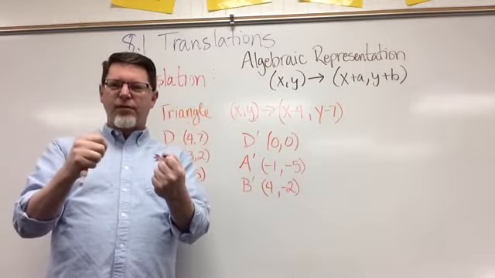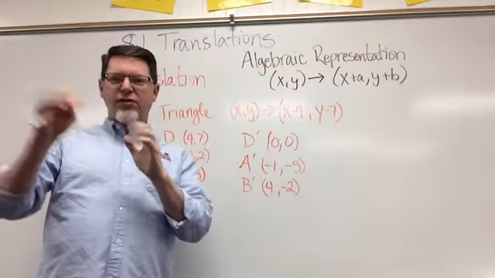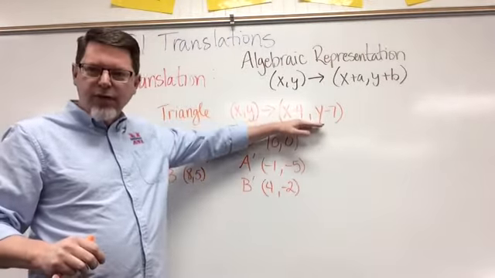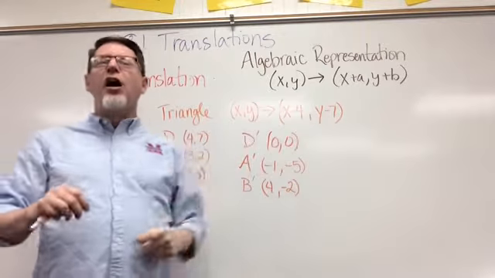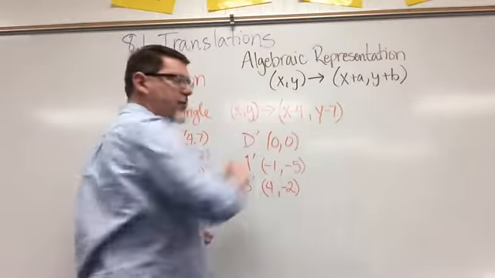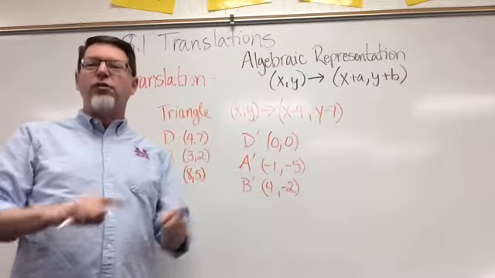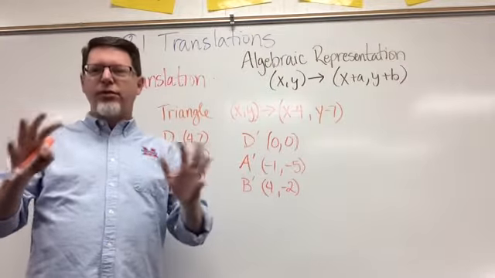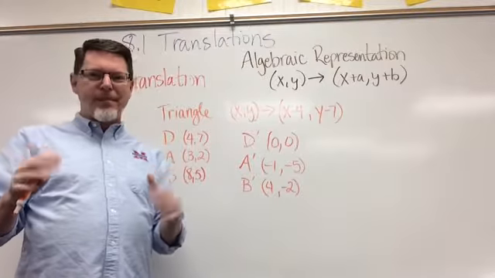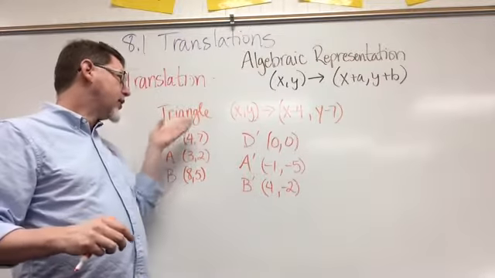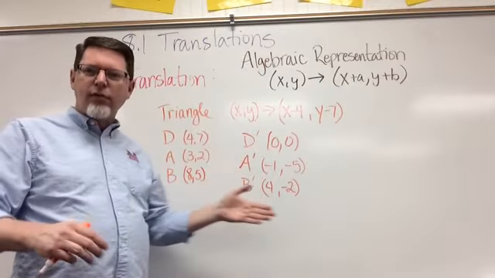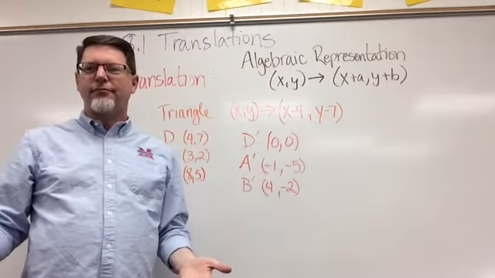So to wrap this up a little bit, sometimes you're given two figures and you have to figure out what the algebraic representation is. Other times you're given an algebraic representation and you have to figure out where the translation is going to end up. So if you're able to do both of those, then you got this. And in honor of triangle DAB and DAB prime, we'll just do another one.